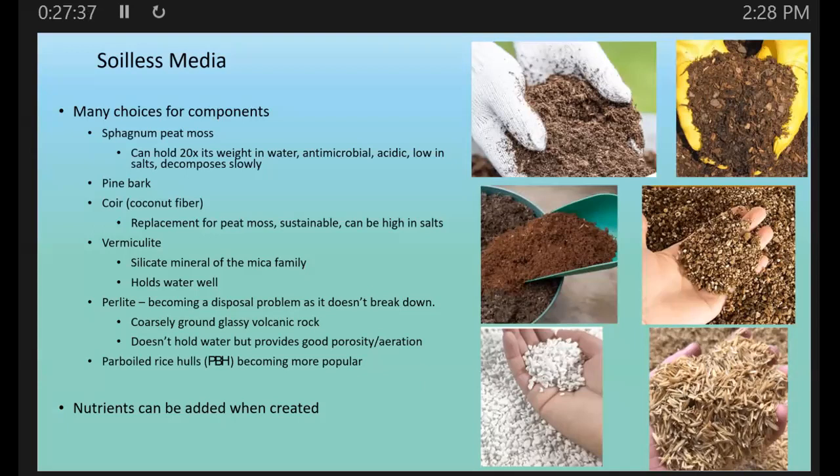So in our greenhouse, we tend to use soil, and we might mix in some perlite or sphagnum peat moss or vermiculite. And again, it just depends on what you're trying to grow. And if you have to ship it, you have to worry about weight as an issue.